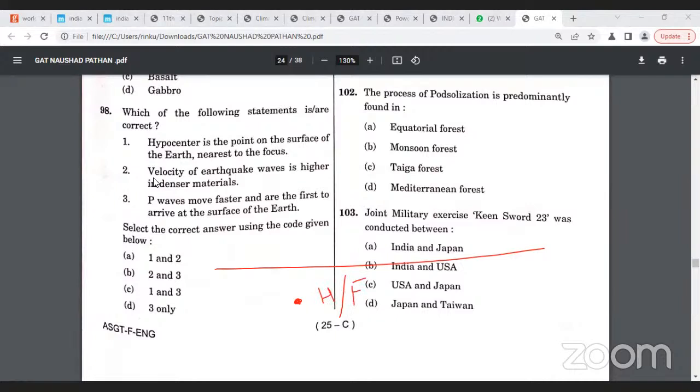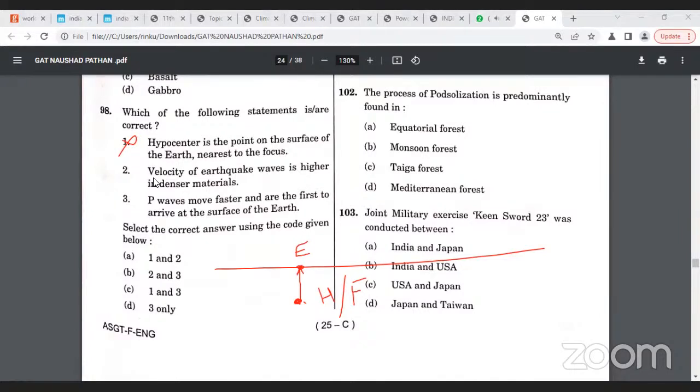After that, energy is released and it goes to the point which is closest to the surface of the earth, the one that is perpendicular to it. That would be the smallest distance, and that point which lies on the surface of the earth is called the epicenter. So this statement is actually not correct. Hypocenter is not the point on the surface of the earth. It is the focus itself.